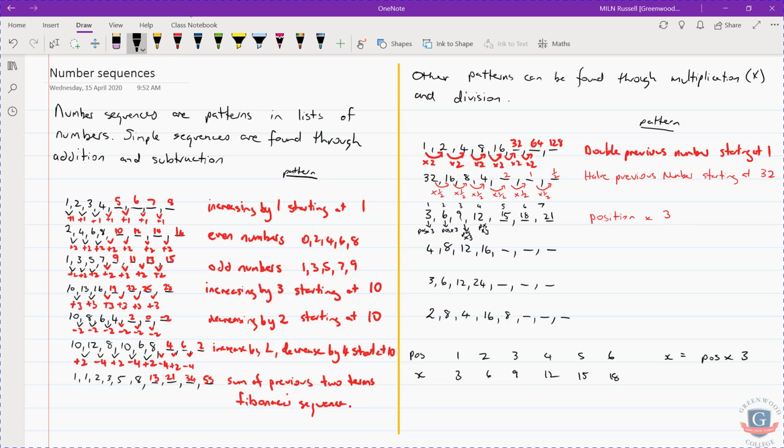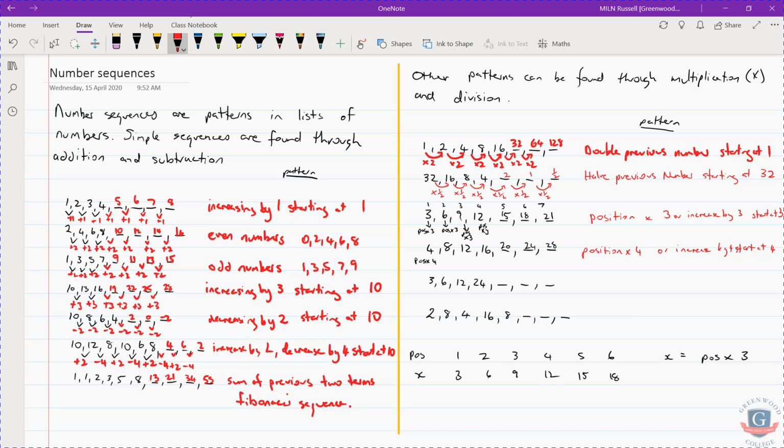And if we look at this one, this is the multiples of 4. So 4, 8, 12, add 4 would be 16, add 4 would be 20, add 4 would be 24, and add 4 would be 28. And this is the position times 4, and so on and so forth. I'll write that one over here. Position times 4, or increase by 4, start at 4. Or increase by 3, start at 3.